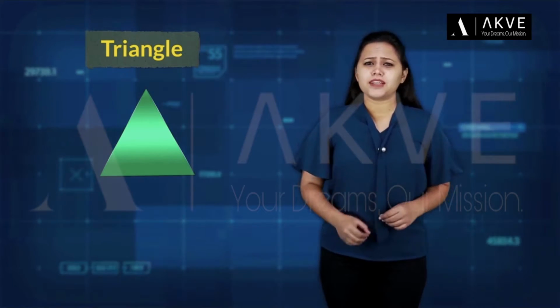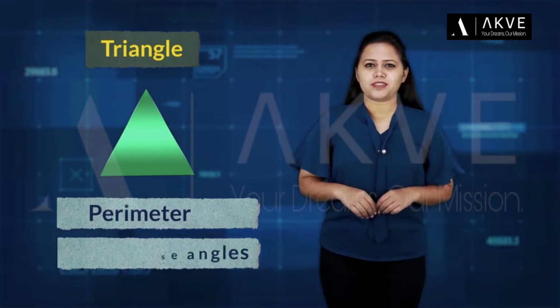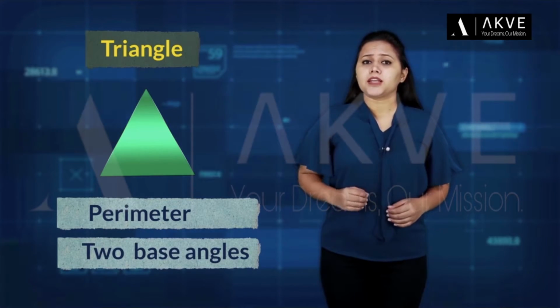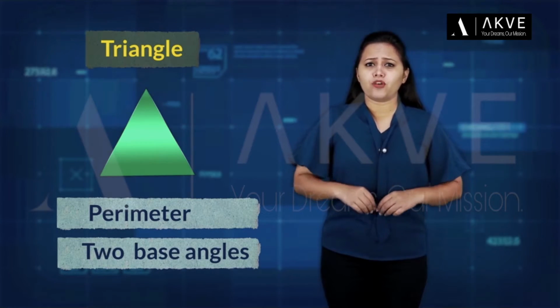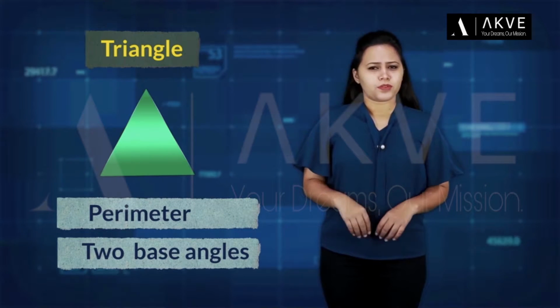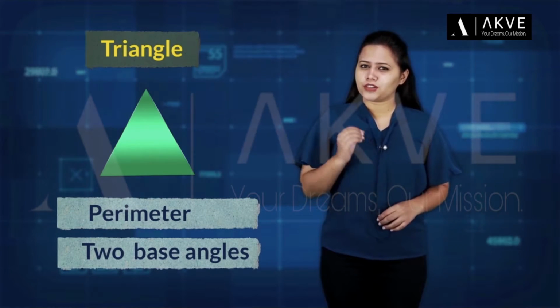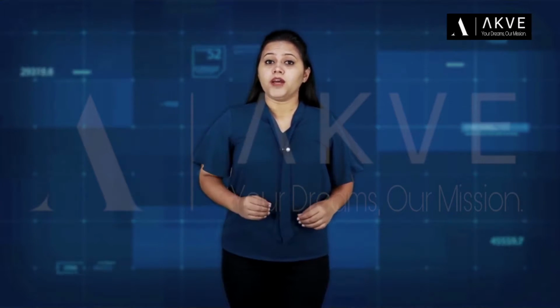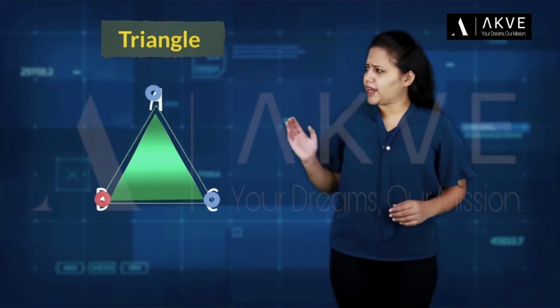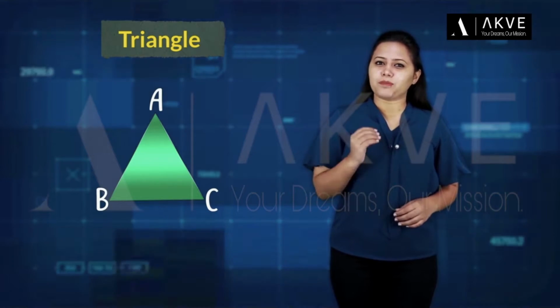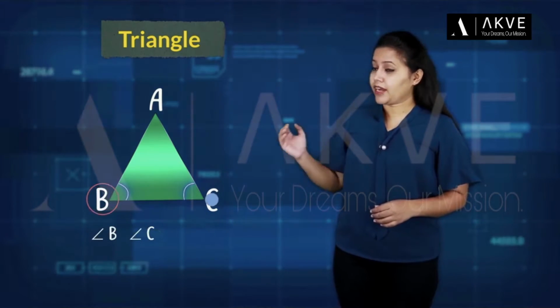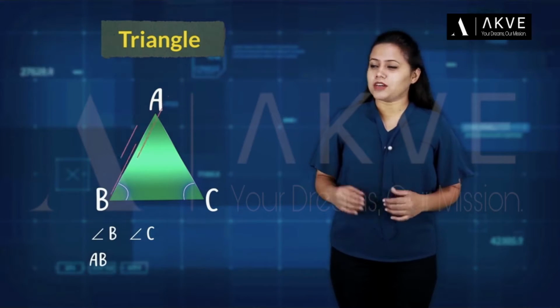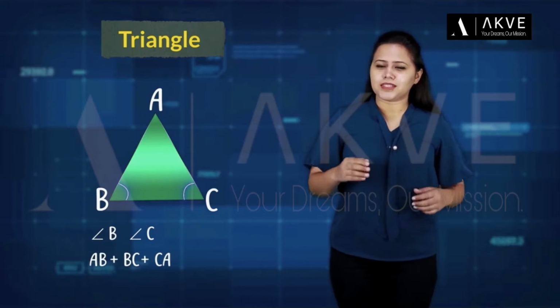This time you have to construct a triangle using its perimeter and two base angles. Firstly, let me tell you the sequence of steps to be followed to finish the construction. After that, we will construct a triangle and verify its construction. Let's say we have to construct a triangle ABC, and we are given the base angles, angle B and angle C, and the perimeter AB plus BC plus CA.